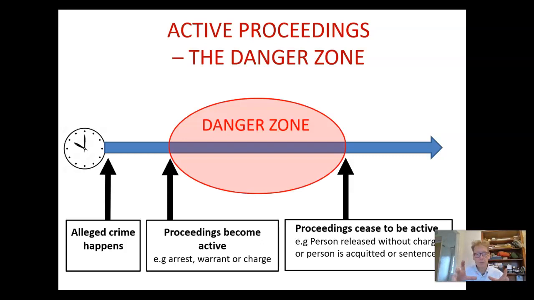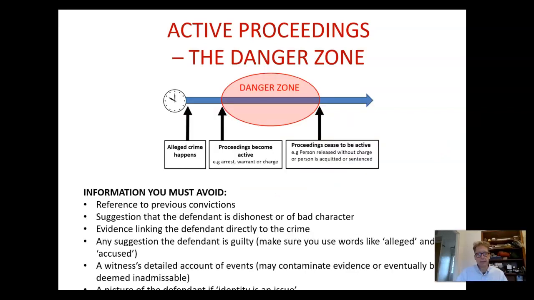So this is the danger zone, between the point where proceedings become active, i.e. when there's an arrest, a summons or a charge, and when proceedings cease to be active, when someone is released or acquitted or found guilty. And the reason that's a danger zone is that's the point where you could potentially prejudice the case. There's a chance that there might be a jury involved, and that's where there's the most risk of prejudicing that jury. So between becoming active and ceasing to be active, we need to be really careful, and we have to avoid saying anything which would create a substantial risk of serious prejudice or impediment to those active proceedings.